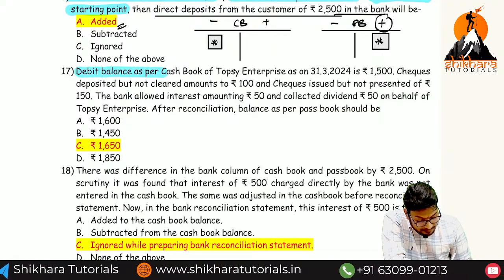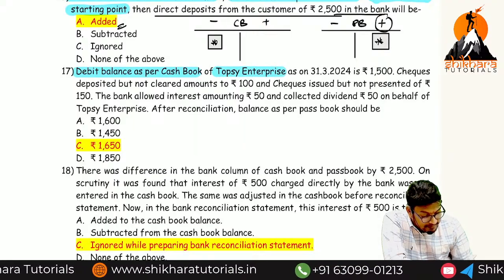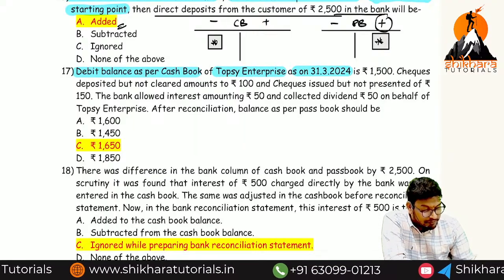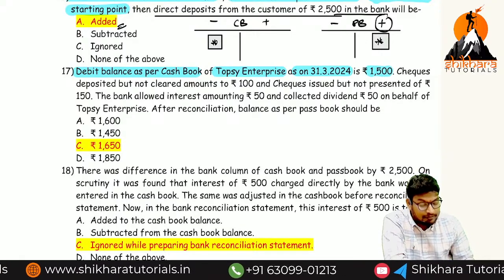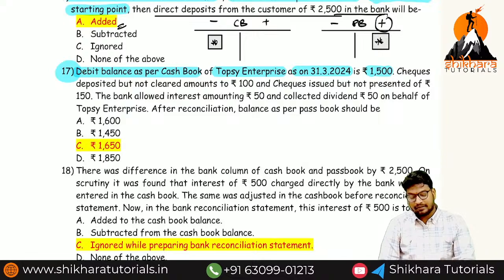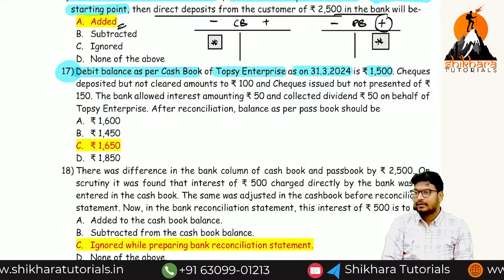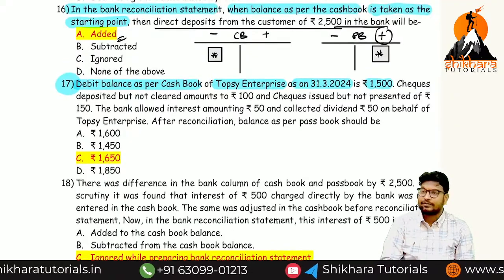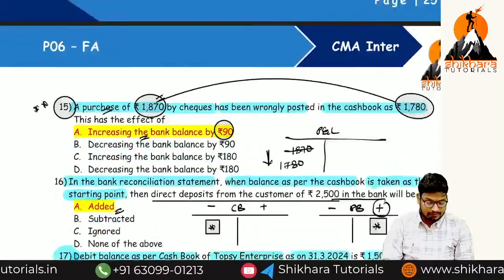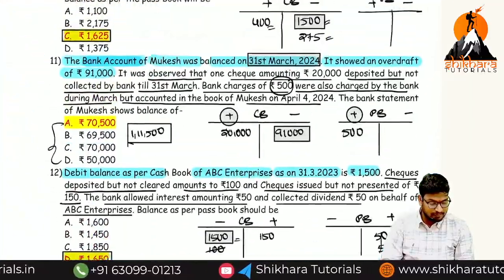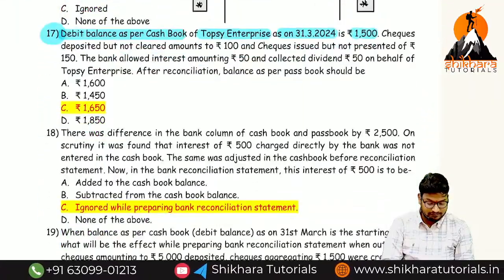Debit balance as per cash book of Topsy Enterprises as on 31st March 2024. Remember the date also, very important. Of rupees how much? 1500. The same is repeated here. The MCQ is already repeated. Yes or no? Discount rupees 50. Interest allowed 50. Already repeated. What is the previous? The 12th question has been repeated once again. So go on and see that one.